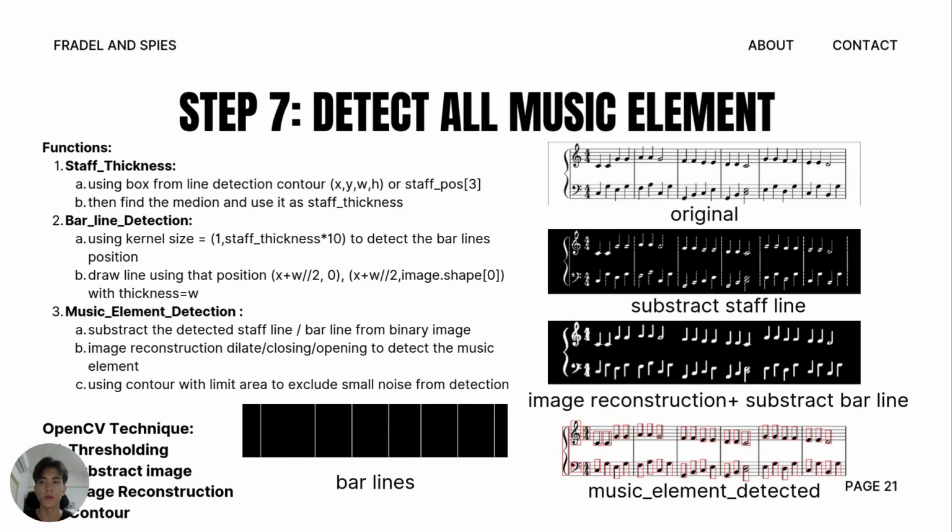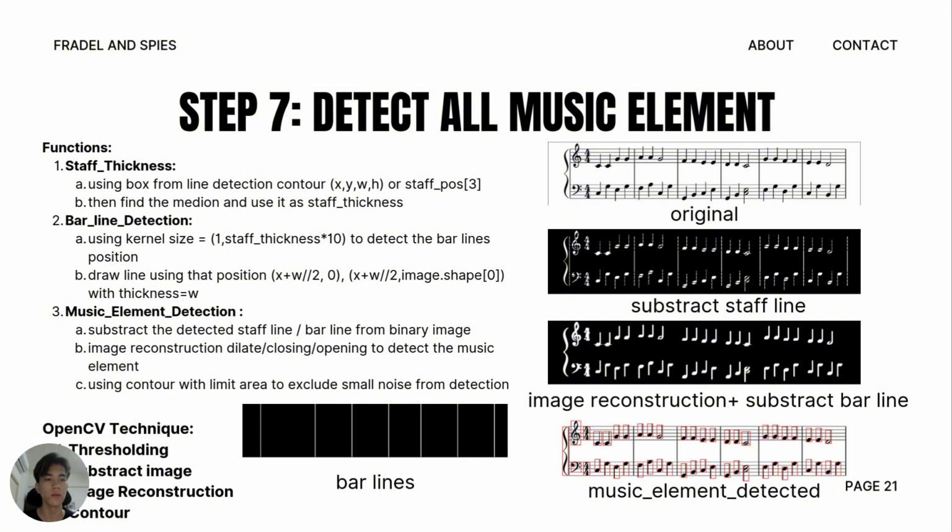In this step, we want to capture all elements for further template matching. First, we use the function staff thickness, using the box from line detection contour XYWH or staff pos, then find the median and use it as the staff thickness. Second, bar line detection uses kernel size to detect the bar line position. Then we draw a line using the position that we found, with thickness equal to W.